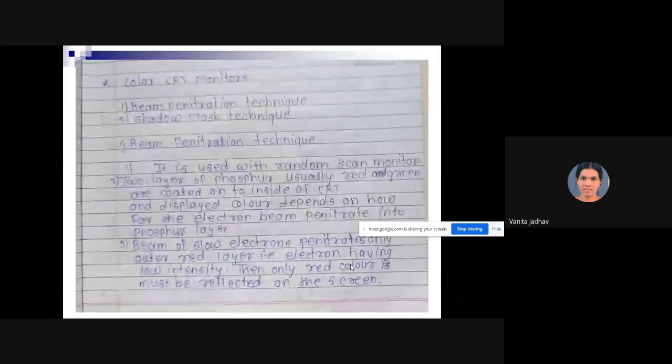So regarding the same, I have shown the notes also. The beam penetration technique is used with random scan monitors. Two layers of phosphor, usually red and green, are coated onto the inside of the CRT, and the displayed color depends on how far the electron beam penetrates into the phosphor layer.